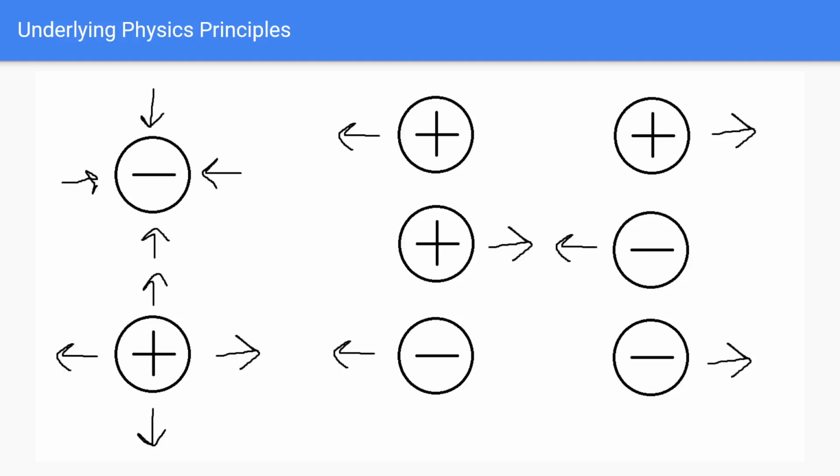The primary way in which an object gains or loses charge is by gaining or losing electrons. In a neutral atom or substance, there are equal amounts of protons and electrons. Due to the principle of superposition, the fields cancel out, and the net electric field at any point around the atom is zero.